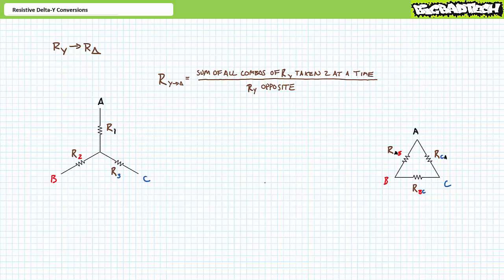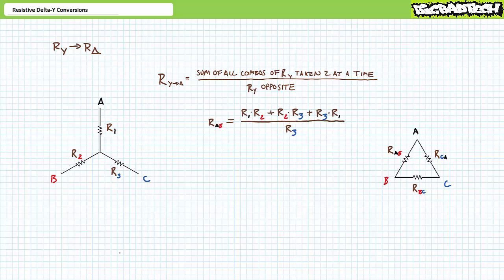Similarly, there exists a general use formula that can be applied for all three delta resistance elements. When solving for a particular delta equivalent resistance, that resistance element is equal to the summation of all possible products of the Y resistance elements taken two at a time, divided by the resistance element attached to the node opposite from it. You can remember this simple formula and use it to derive the three conversions necessary.